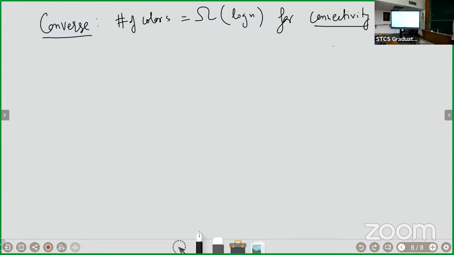There's been 11 colors, something will go wrong. So what will go wrong? We had some hand-waving argument to begin with, but now let me make it more precise. The number of colors is little o of log n.